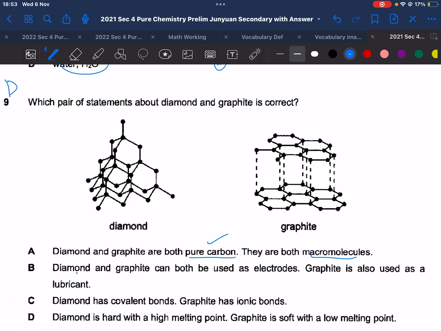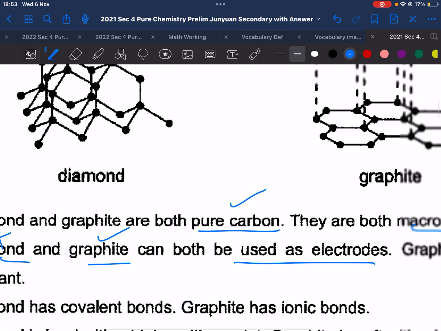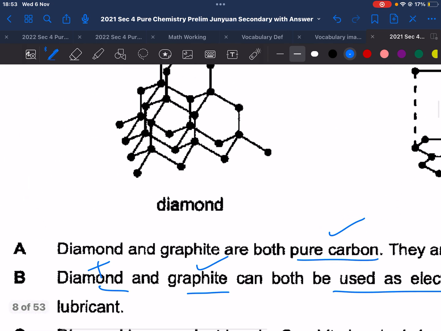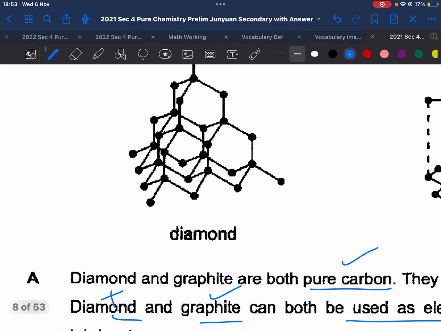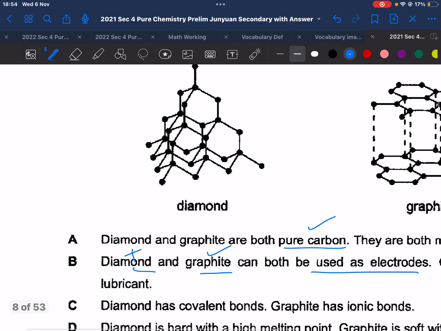Okay, diamond and graphite can be used as electrodes. Graphite can be used as electrodes, but diamond cannot, because electrodes have to be a conductor of electricity. Graphite has free moving electrons along its layers, because for example, there are electrons here, right? They can move along the layers, between the layers, in fact. However, diamond does not have that. So diamond cannot conduct electricity, so it cannot be used as an electrode. So unfortunately, B is wrong.